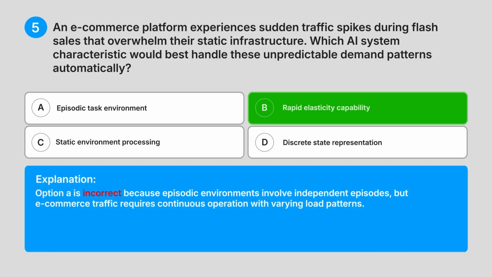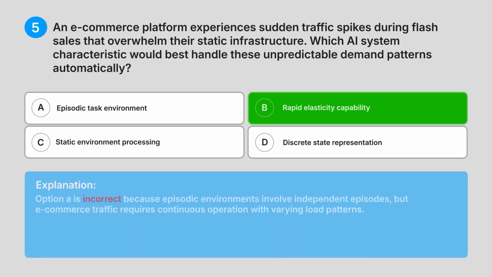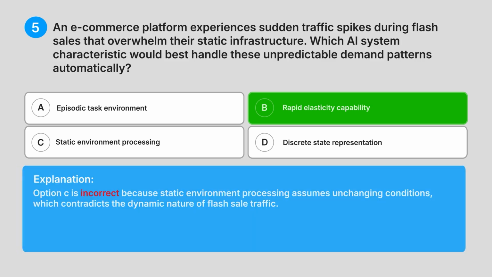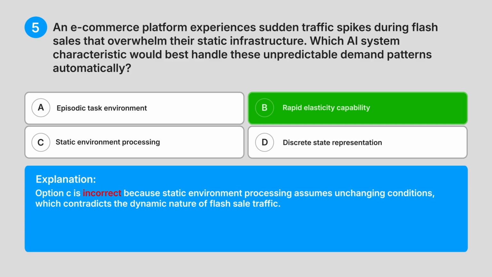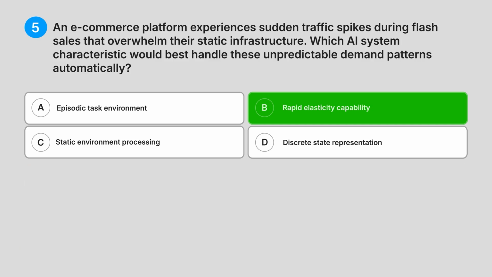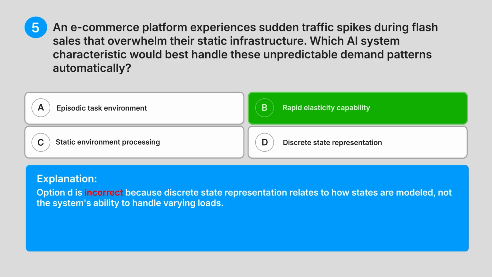Option A is incorrect because episodic environments involve independent episodes, but e-commerce traffic requires continuous operation with varying load patterns. Option C is incorrect because static environment processing assumes unchanging conditions, which contradicts the dynamic nature of flash sale traffic. Option D is incorrect because discrete state representation relates to how states are modelled, not the system's ability to handle varying loads.